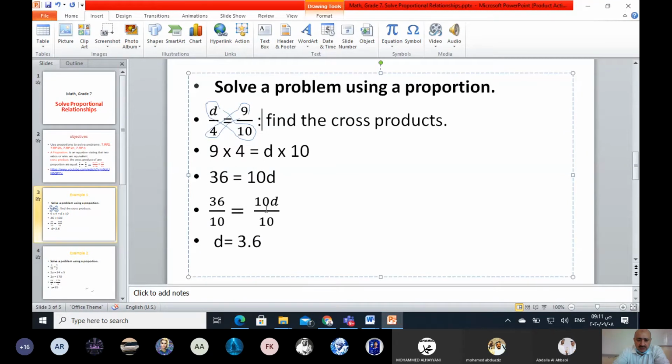Now, 10 divided by 10 equals 1. Remains here d. So write here d, then write equal. Now, 36 divided by 10 equals 3.6. It's clear, Muhammad? Yeah, it's clear, Ustad.